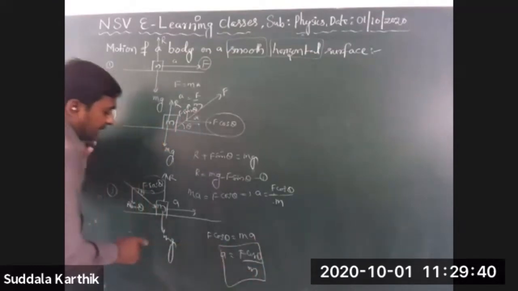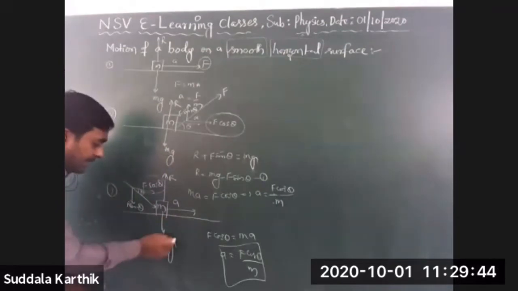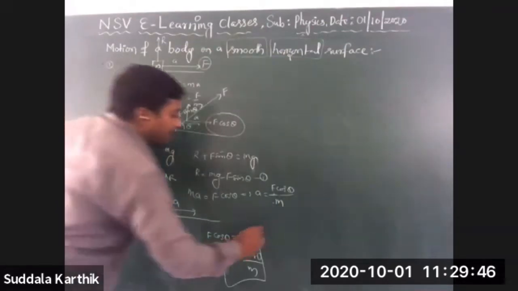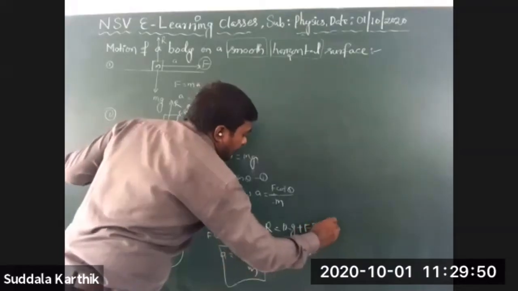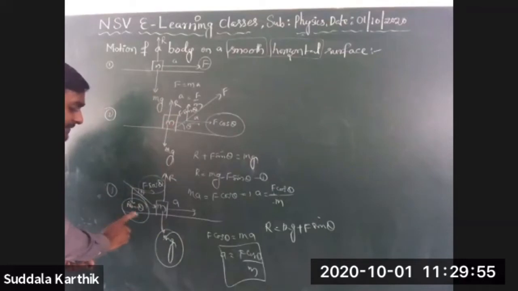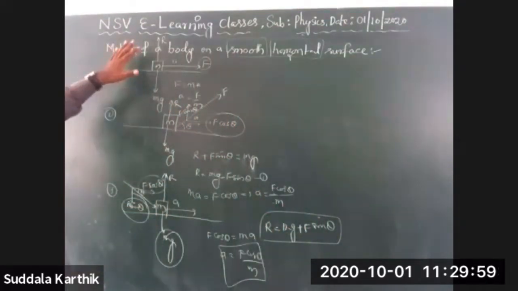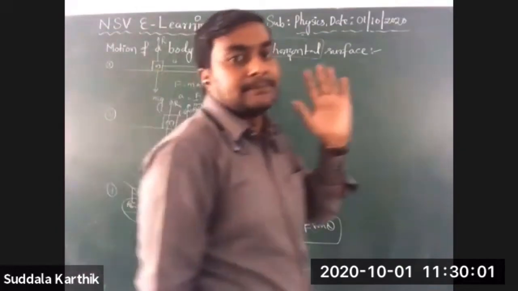Next, how many forces are acting in the upward direction? R. In the downward direction, mg and F sin theta. So R equals mg plus F sin theta. This normal reaction is balanced by F sin theta plus mg. These are the three cases we discussed yesterday.